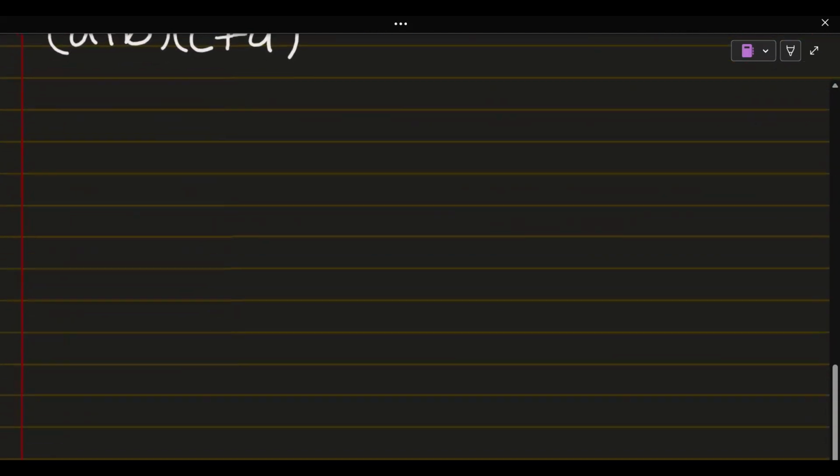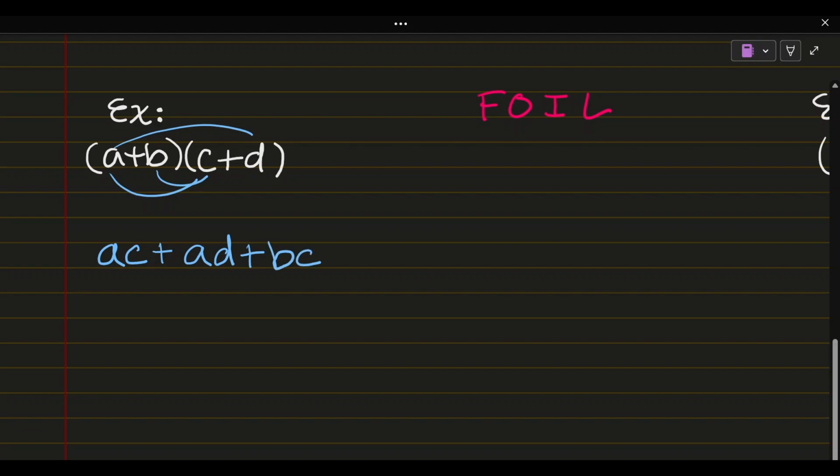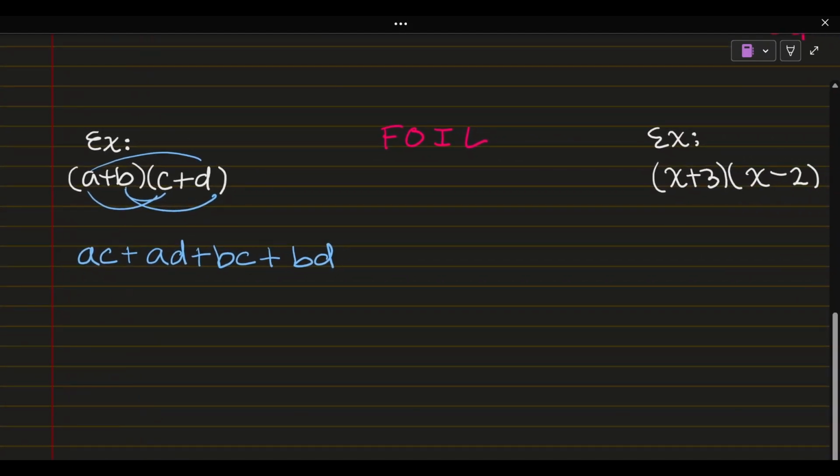So now we're going to look at a case where there's some variables involved. And this is kind of the general case for FOILing. So remember, first, outer, inner, last. So I'll do the first terms here, AC, the outer terms plus AD, the inner terms plus BC, and then the last terms plus BD. And this is the general formula for this binomial multiplication here.